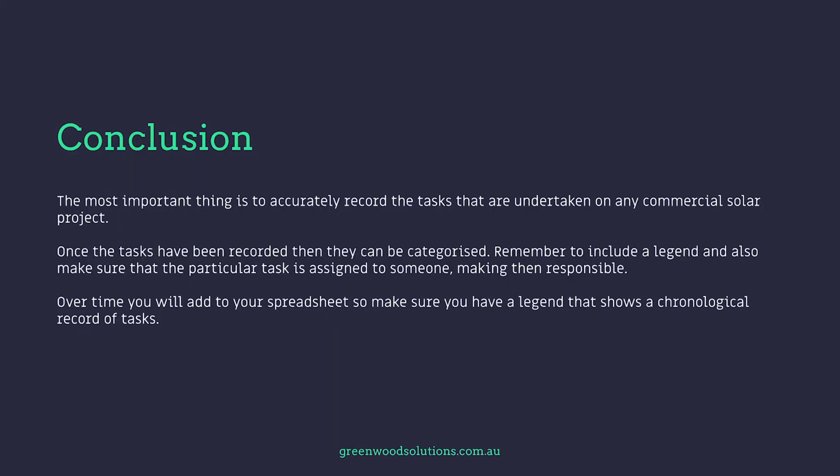Conclusion. The most important thing is to accurately record the tasks that are undertaken on any commercial solar project. Once the tasks have been recorded, then they can be categorised. Remember to include a legend and also make sure that the particular task is assigned to someone, making them responsible. Over time, you'll add to your spreadsheet, so make sure you have a legend that shows a chronological record of tasks.